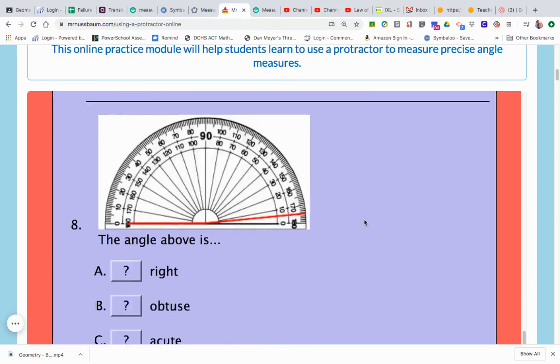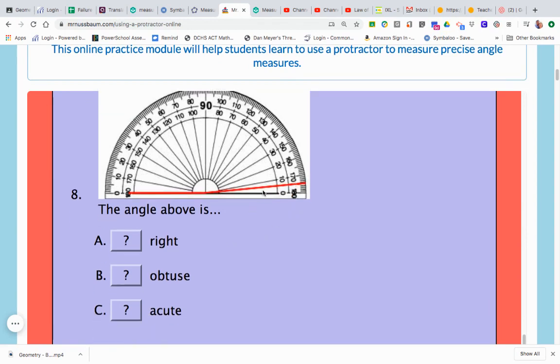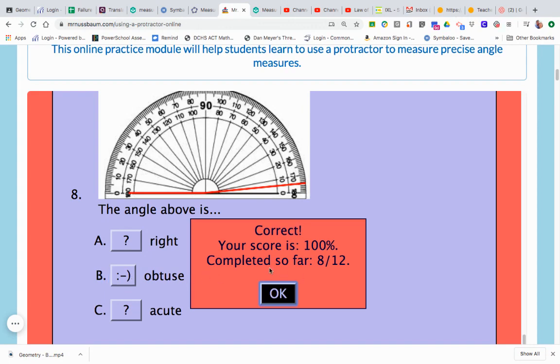But it's still making hundreds. That is almost a straight line, so that is really close to 180. Not quite 180, because if it was 180, then straight angle would be your answer. But again, just by looking at it, we should know that's obtuse. If we were getting the specific angle measurement, we would be using top numbers there, and it would be about 175. But that is obtuse.